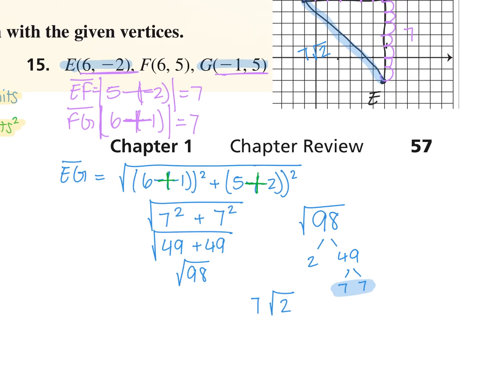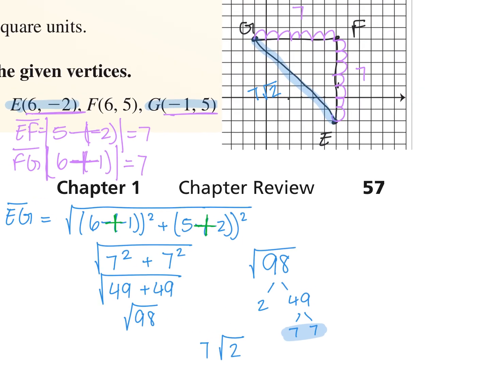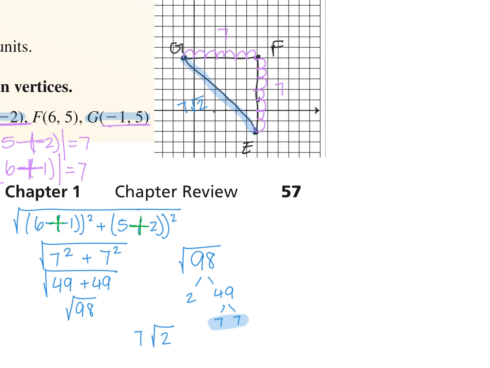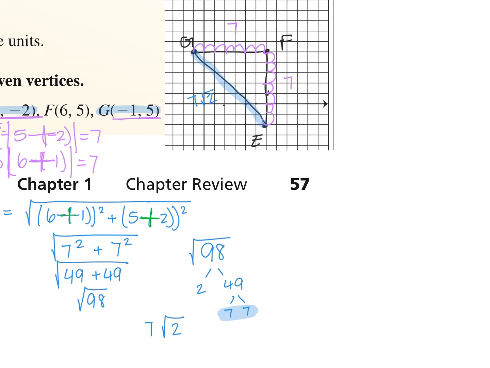Now, they asked me again for perimeter and area. Please follow along with perimeter and area. Perimeter, I'm adding everything. So that's 7 plus 7 plus 7 times the square root of 2. I could only combine these two. 7 and 7 is 14, plus 7 times the square root of 2. That's it. That is my perimeter.